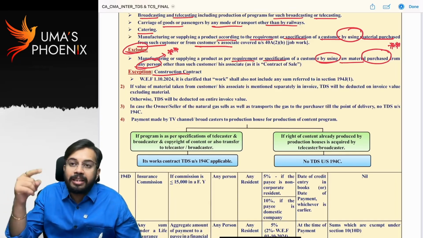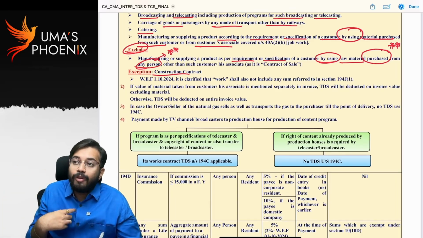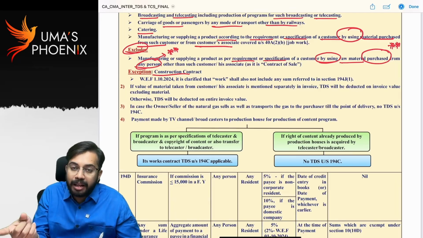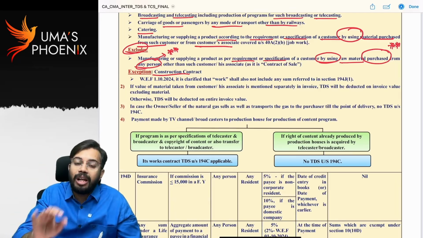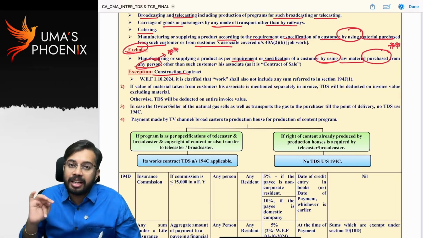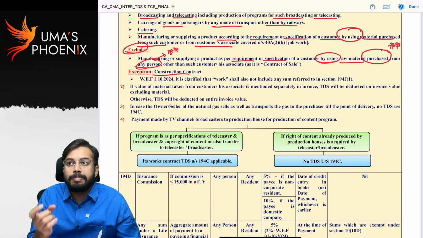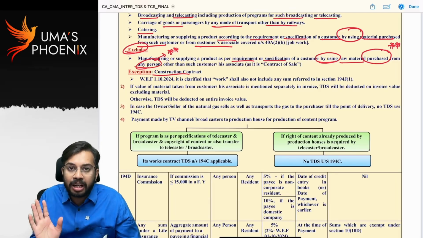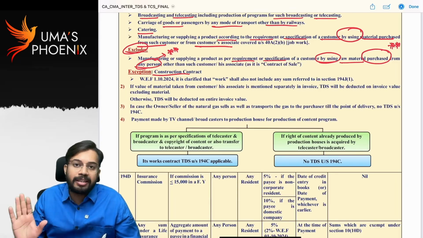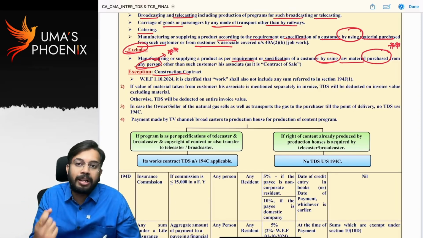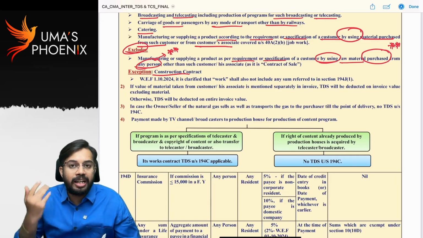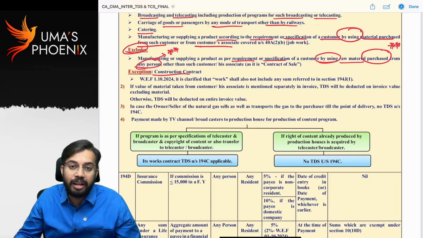Even though material is purchased from third party, still whatever the contract payment that I am making, it amounts to works contract only and I am required to deduct TDS under section 194C. Is it clear? So generally, if material is purchased from third person other than customer, no TDS under section 194C. But in case of construction contracts, even though material is purchased from third party, still it amounts to works contract and TDS is required to be deducted under section 194C.